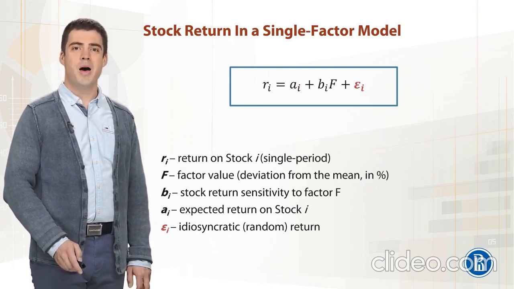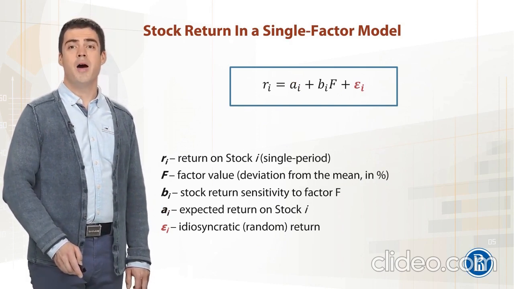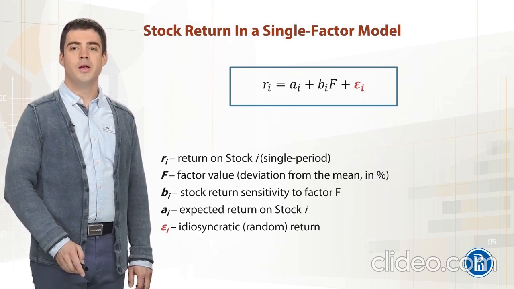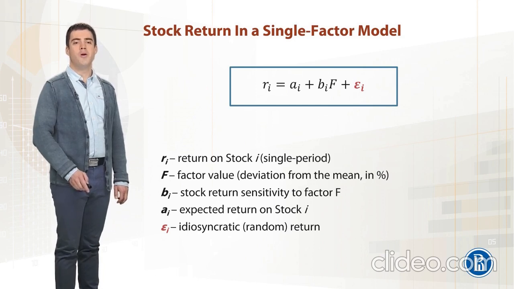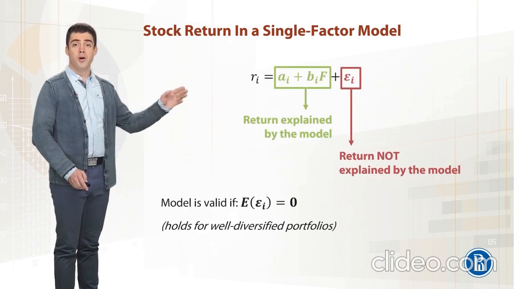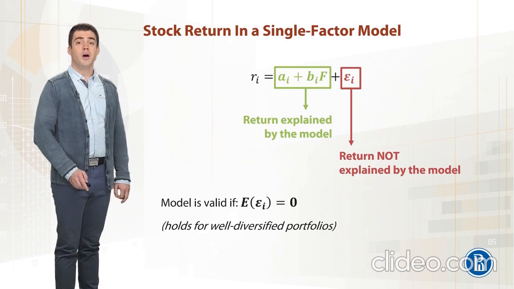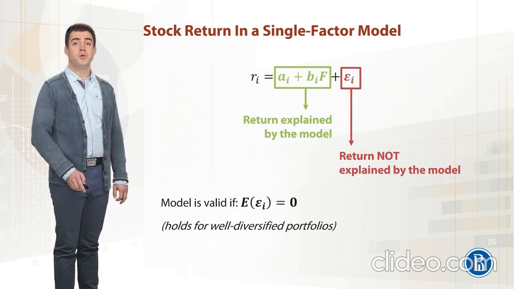Let me say a few words about this parameter. Random shock, also known as random error or the idiosyncratic return, is assumed to be uncorrelated across different stocks, and an important property of the idiosyncratic component is that it's also assumed to be uncorrelated with F, which is the common factor in stock returns. From the economic point of view, the idiosyncratic return is the part of the overall return in the single period which is caused by some random effect and is not explained by the model.